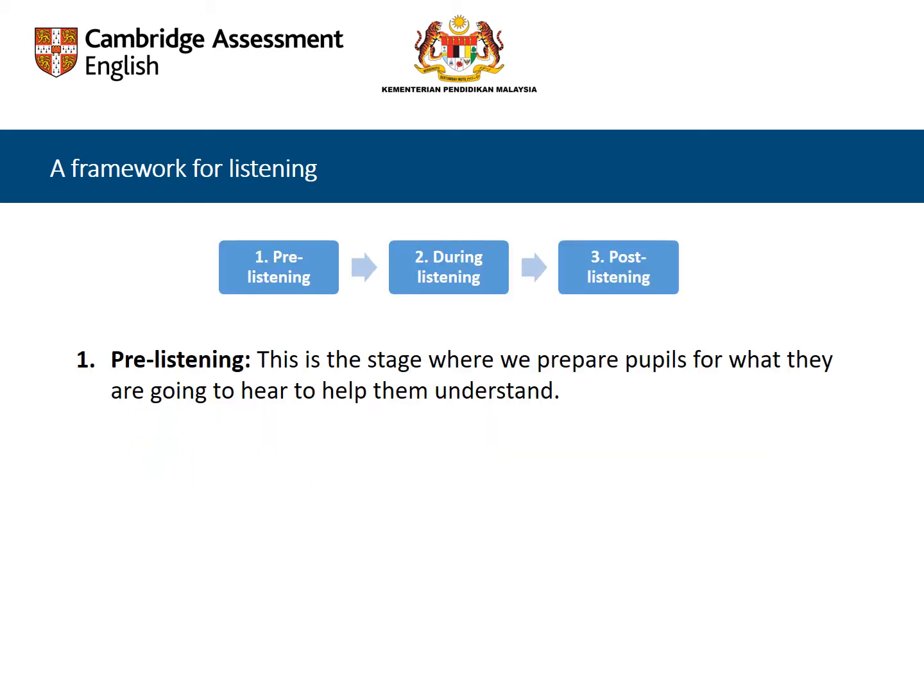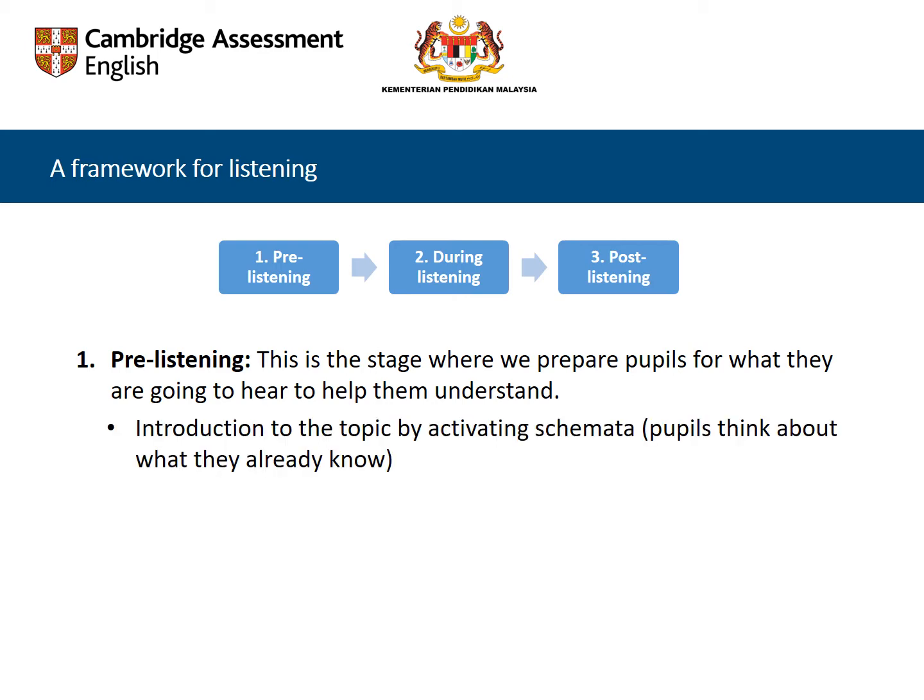The pre-listening or before listening stage is when we help our pupils get ready to listen to help their understanding of what they're going to hear. We can do this by introducing them to the topic to get them thinking about it before they begin listening. This is what is called activating schemata.